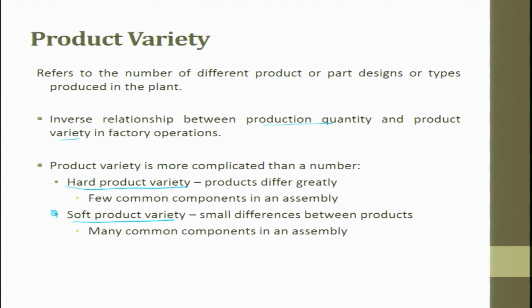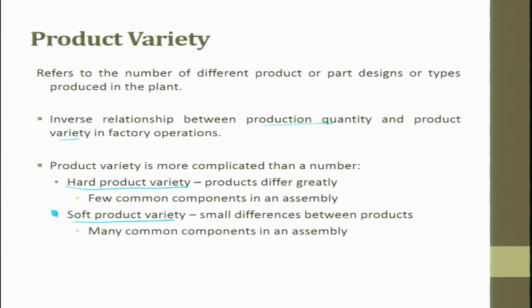Here, for example, the number of pizzas you buy falls under soft product variety. For example, pizza and garlic bread: if you compare them, it falls under hard product variety, completely different. So, when you compare amongst the pizzas, vegetarian, non-vegetarian, small, big, large, that is soft product variety, a small difference between the products. Many common components in an assembly are used for soft product variety, and few common components in an assembly are used for hard product variety.